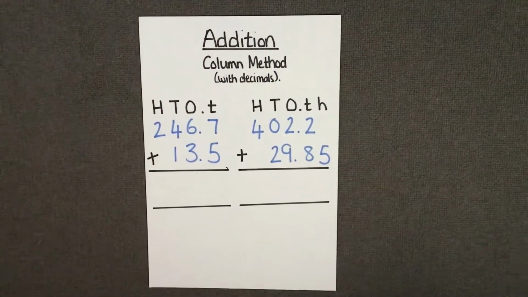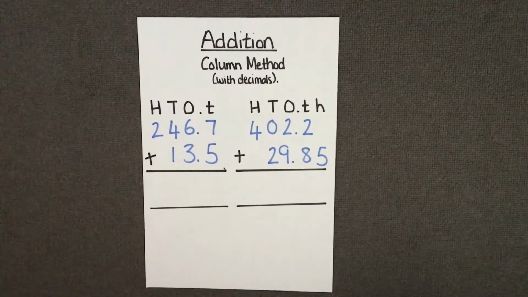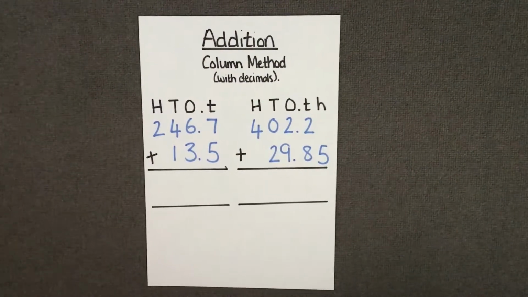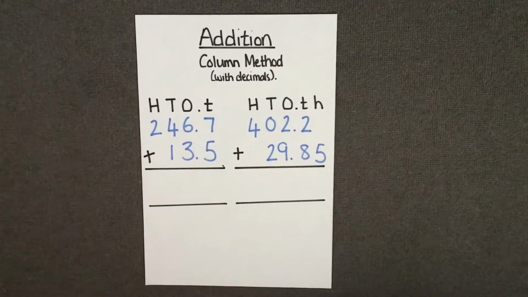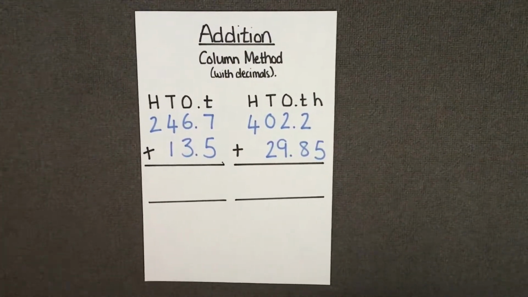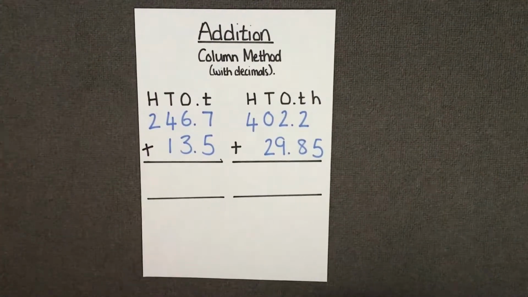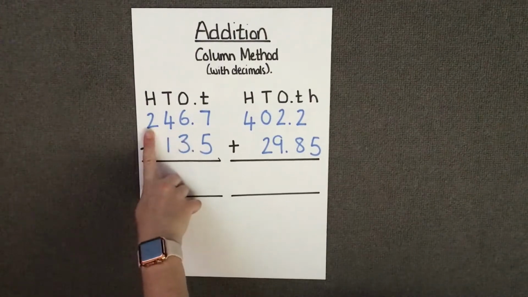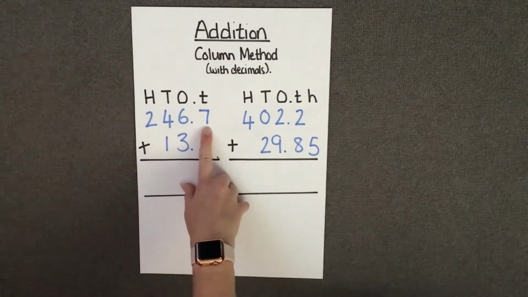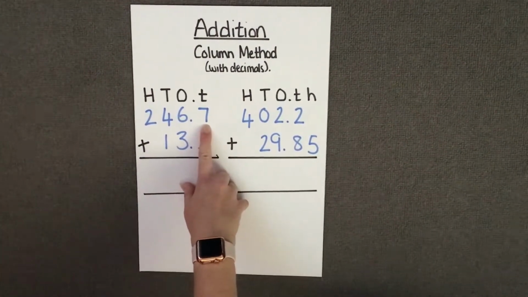Today we are learning about addition. I'm going to teach you how to use the column method with decimal strategy. Now that we are working with decimals, it is important that we have a secure knowledge of the place value system. On the left-hand side of the decimal point we have our whole numbers, and on the right-hand side of the decimal point we have our decimal parts.